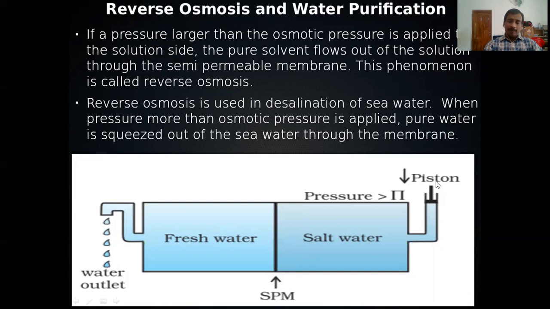When you apply a pressure more than the osmotic pressure here, what happens? Solvent molecules in the salt water will move through the semi-permeable membrane and will reach here. If we can remove the fresh water continuously, the process will take place continuously. Thus, you will get fresh water continuously. It is reverse osmosis. What is reverse osmosis? The flow of pure solvent from a solution to the solvent through a semi-permeable membrane by applying a pressure more than the osmotic pressure.